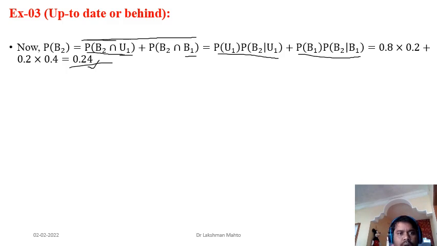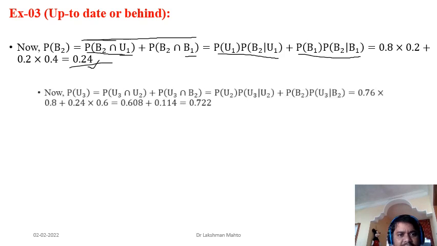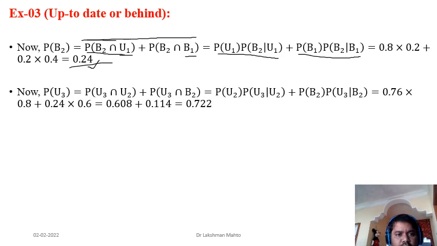Now we have the probability of U1, probability of B1, probability of U2, probability of B2, and also the conditional probabilities. So we can calculate the probability of U3. U3 is the probability of Alice being up to date after third week. After third week, that means she has already come through second week. So the partition will be defined by U2 and B2. You have to partition U3 with respect to U2 and B2.